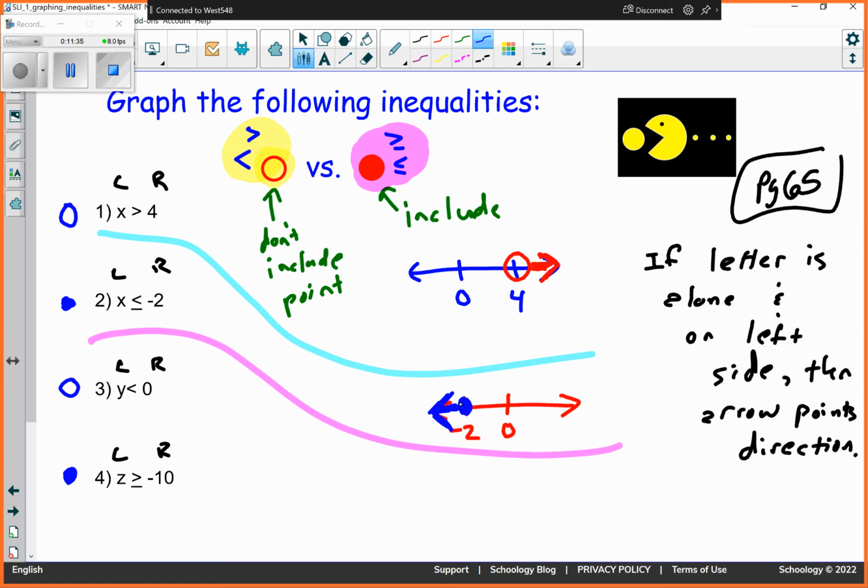Okay? So let's see if you can see, if I can go back, and I'm trying to baby step on this to make sure we feel comfortable with it. If letter is alone and on left side, then arrow points direction. Notice problem number 1, the arrow is pointing this way. Is my arrow on my answer pointing this way? Okay, on the second one, the arrow is pointing that way. So on my second one, is the arrow pointing the right direction? So this statement might make a little bit more sense now. If the letter is alone and on the left side, then the arrow points direction.